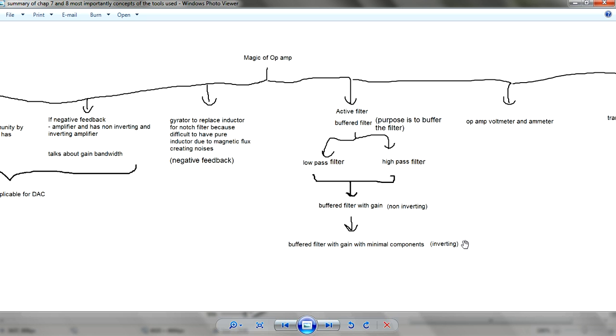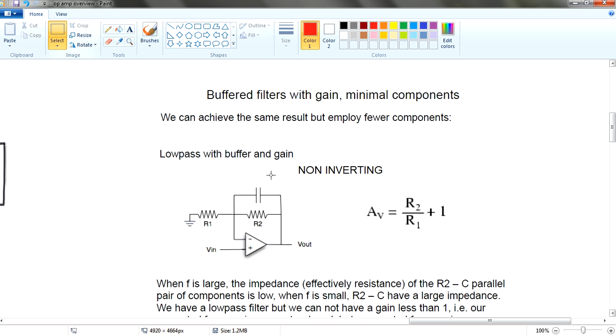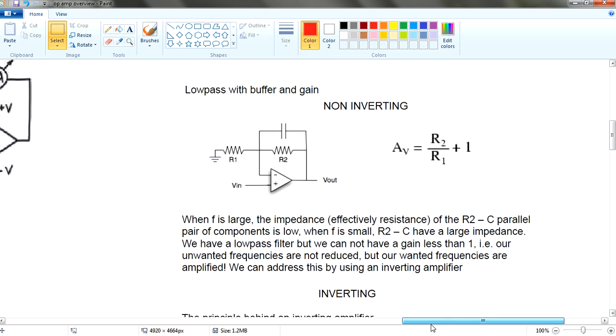We are gonna use inverting. Okay, so last video we actually stopped here and then stated that this is actually non-inverting with minimum components. You can connect in here like this manner. However, there is a problem. So let's discuss what is the problem and why inverting is used at the end.